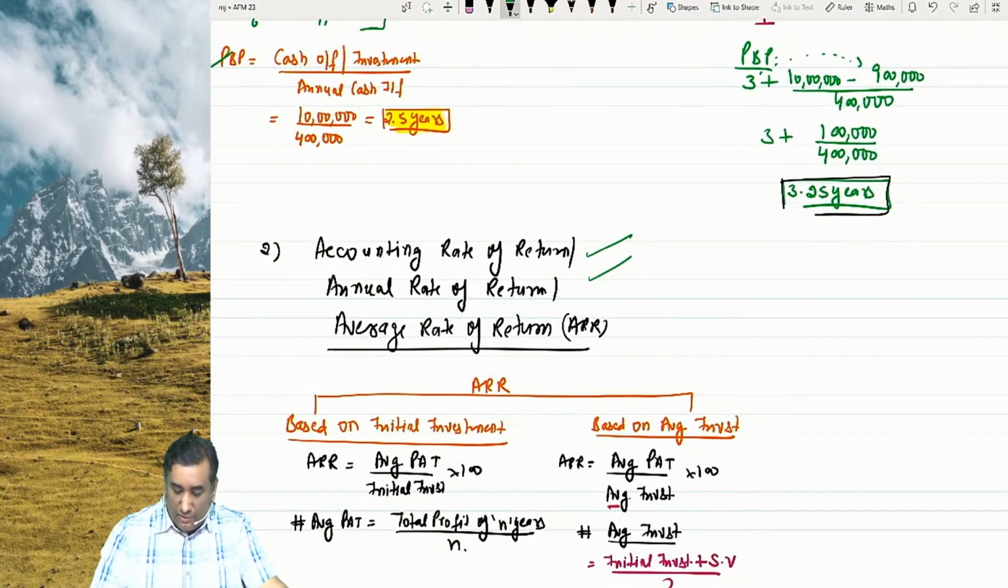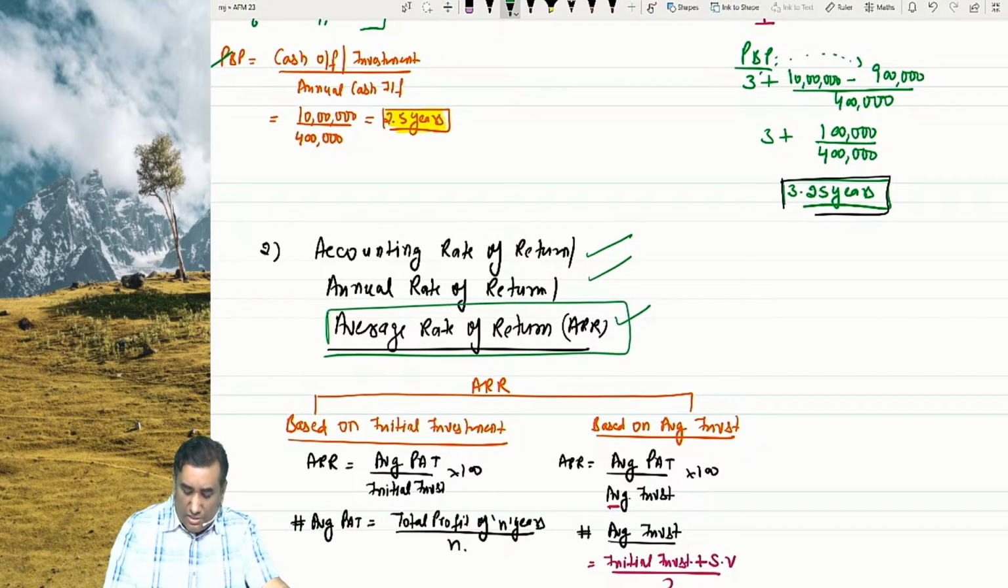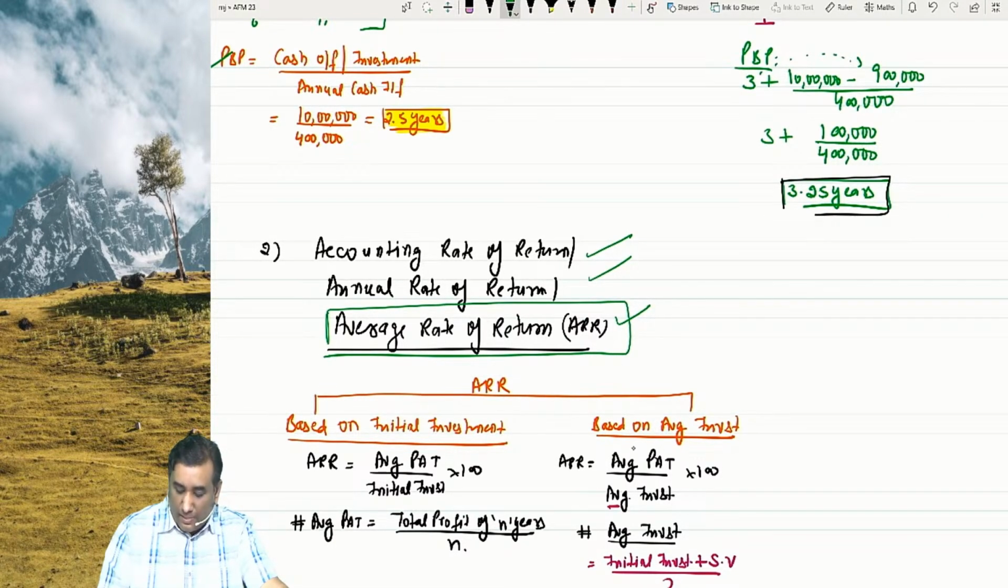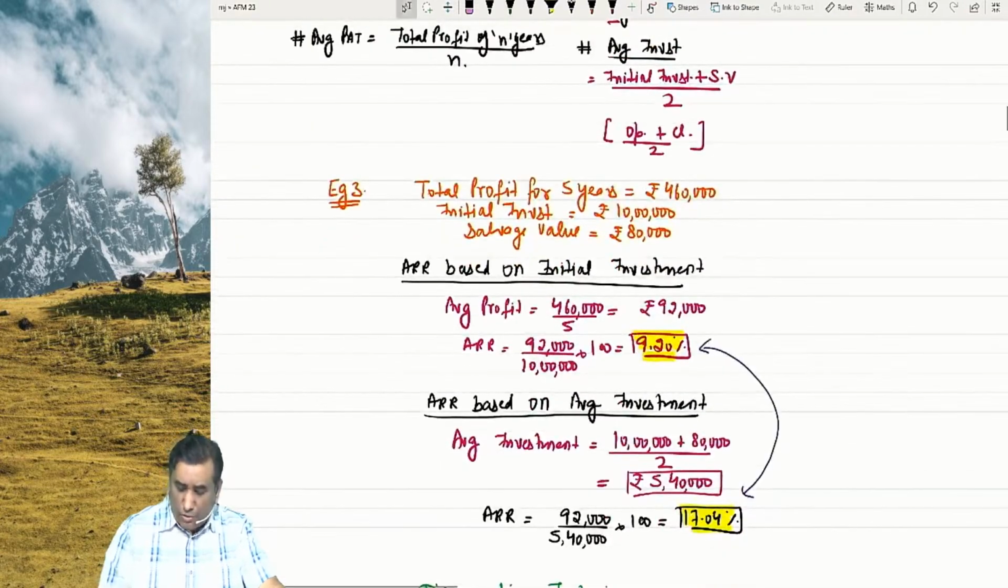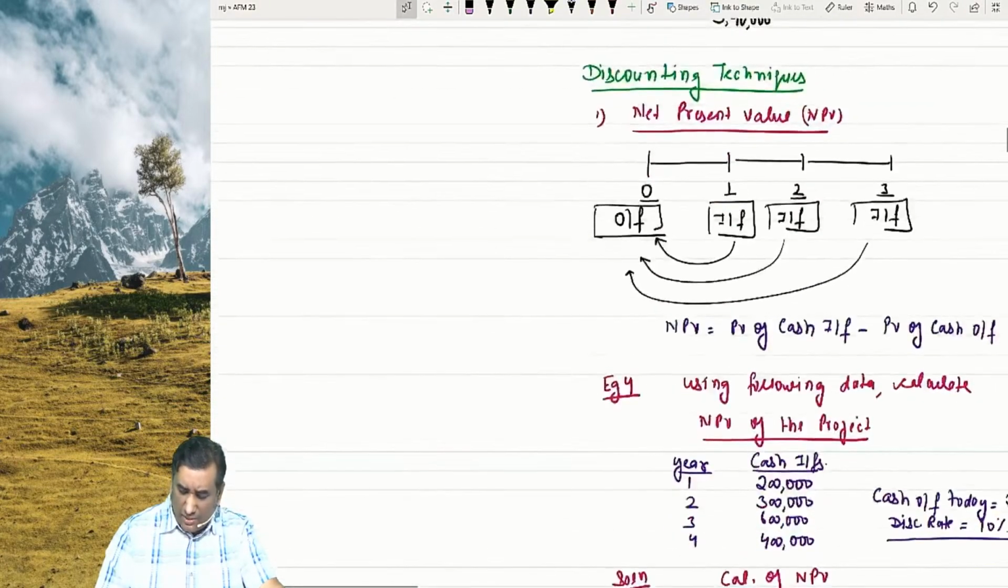Accounting rate of return, or annual or average rate of return, was based on the initial investment or based on the average investment. It is the only method which is based on the accounting profit. All the rest of the methods are based on the CFAT cash flows. Then total profit, and I have taken just an example, it's okay.